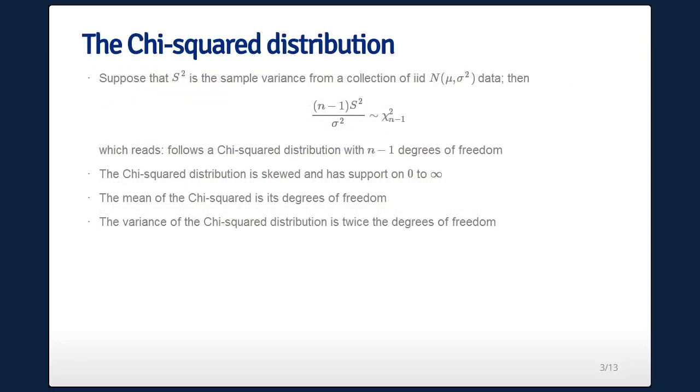The chi-squared distribution is a very important distribution in statistics, and here's one of the ways in which it pops up. Suppose that S squared is the sample variance from a collection of IID normal data. Then if you take n minus 1 times S squared, which remember is actually just the sum of the squares, we've gotten rid of the denominator, and then divide that by sigma squared, that follows a so-called chi-squared distribution with n minus 1 degrees of freedom.